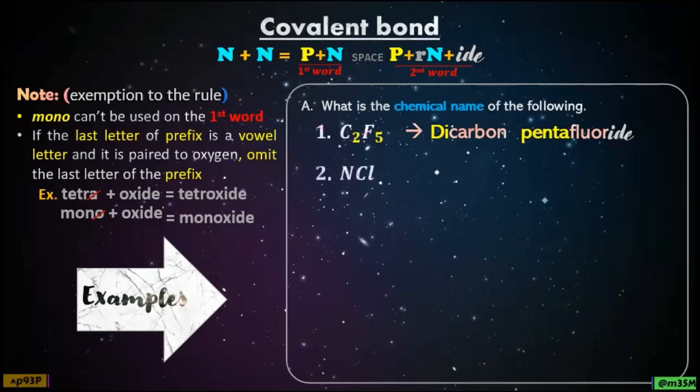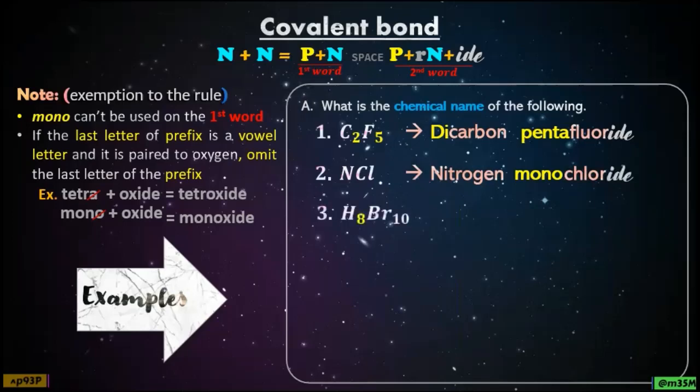Second example, NCl. So input first, mono on the second word. We can't use mono, remember, again, we can't use mono on the first word. So the element name of N is nitrogen and Cl is chlorine and the root name is chlor plus IDE. So our answer should be nitrogen monochloride.